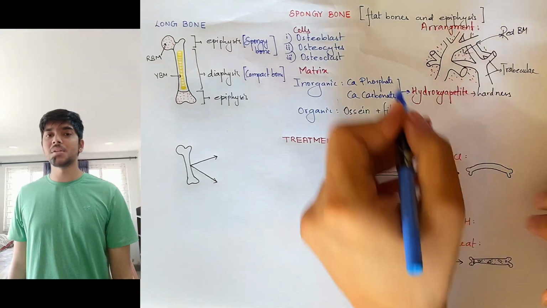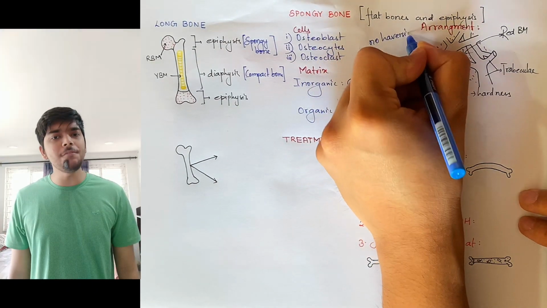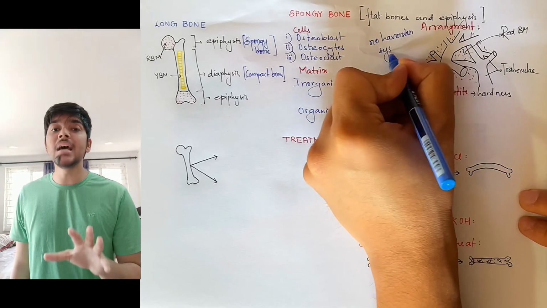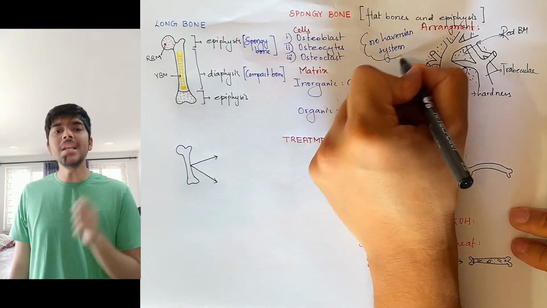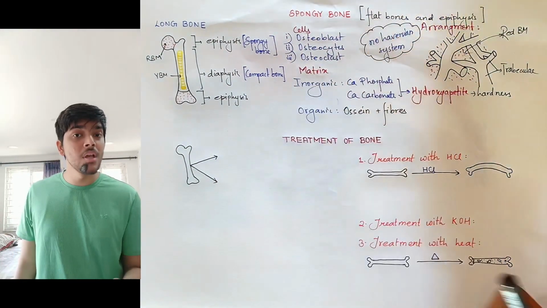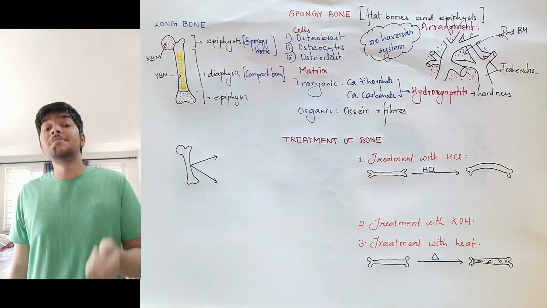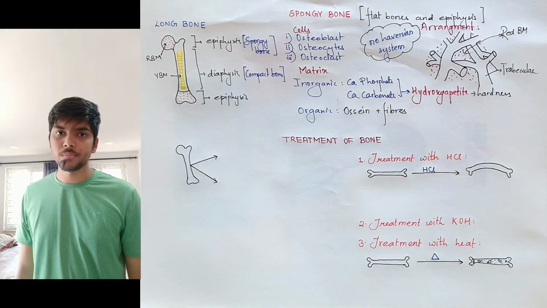So Haversian system, I've already mentioned in the previous video, is a characteristic feature of mammalian compact bone. So Haversian system is only found in compact bone. It is not found in spongy bone. But even in compact bone, it's only found in mammalian compact bone.